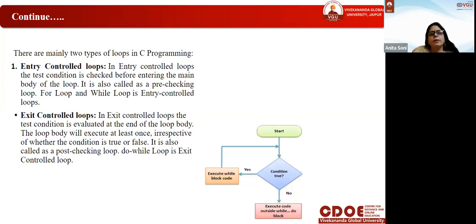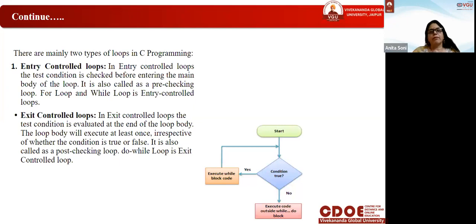Another is the exit control loop. In an exit control loop, without testing the condition, we first enter the body of the loop and the body is executed. After that, the condition is tested. This is called post checking condition. In this category, we have the do while loop. So what is the difference between entry control loop and exit control loop? When the condition is false, an entry control loop executes 0 times, but an exit control loop executes at least once because the condition is tested after the execution of the body.